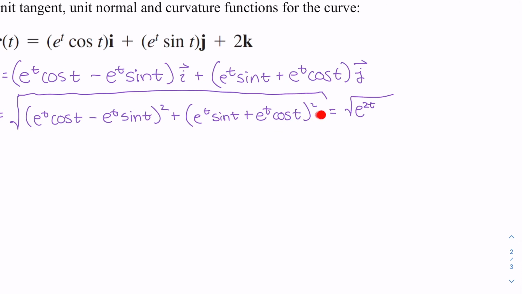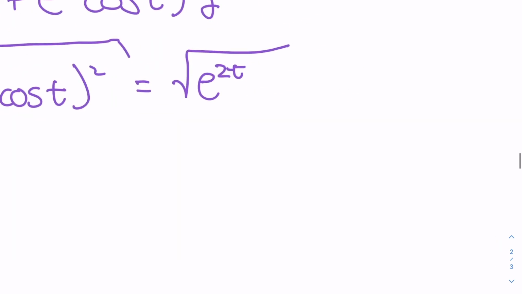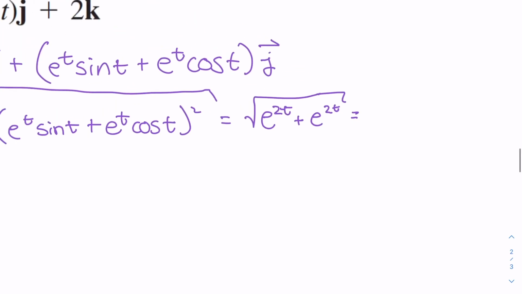Which is 1. So we get e to the 2t plus e to the 2t. And then we can simplify that down. That gives us, under the radical, 2 e to the 2t, which we can pull out the e to the t, times the square root of 2.